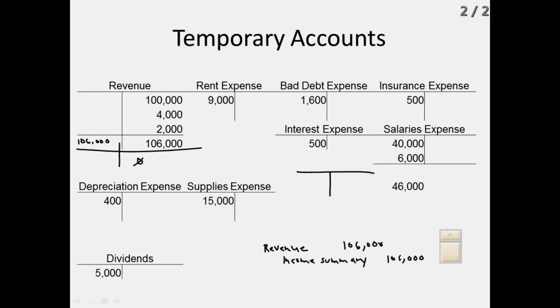So let's create this nice income summary account. Now, what kind of balance would we like income summary to have at the end of our closing process? Okay, what does positive mean? Which side?